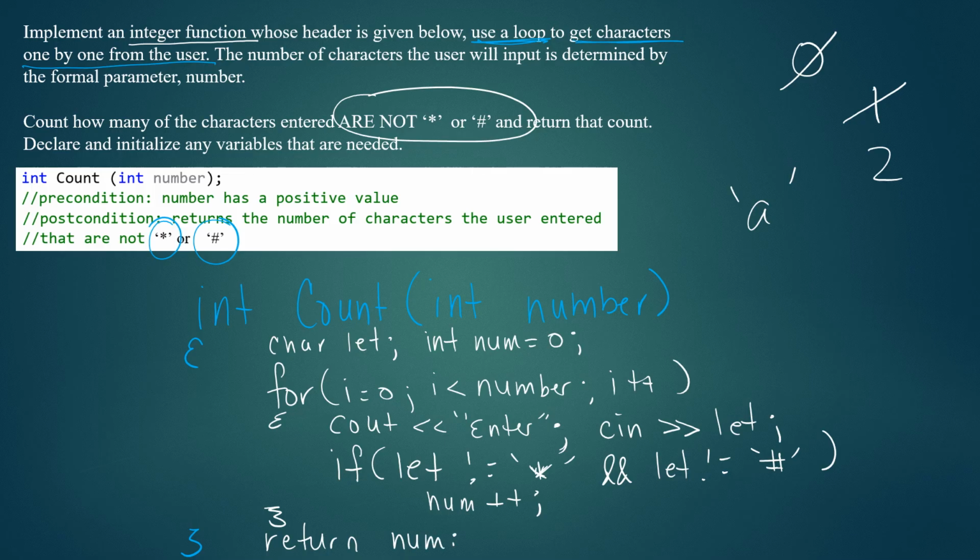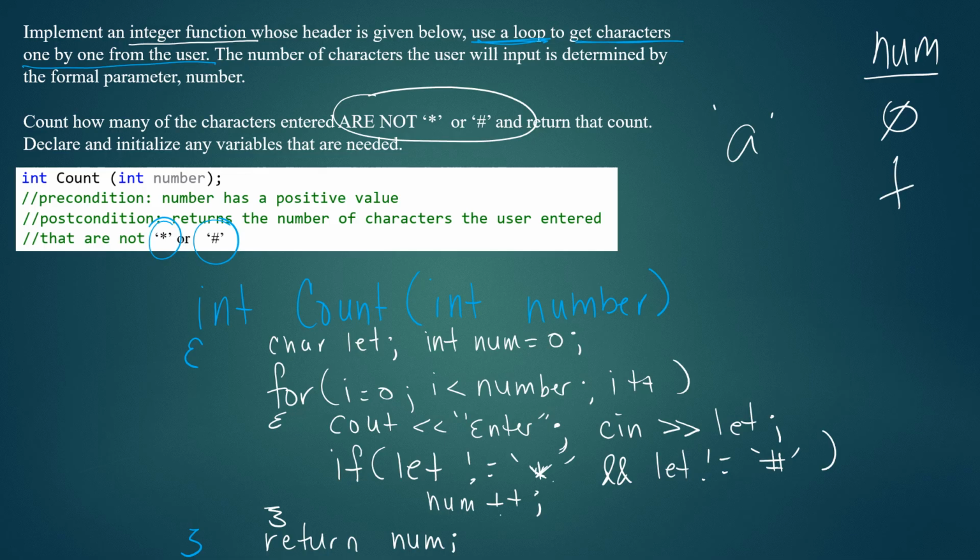So again, logically, this sounds right to me. We can test it with some values. So if num here is a 0 and we enter an A, we test, we get an A. A is not an asterisk and A is not a hashtag, so we will add 1 to num. Num will become 1. Now we enter a hashtag.